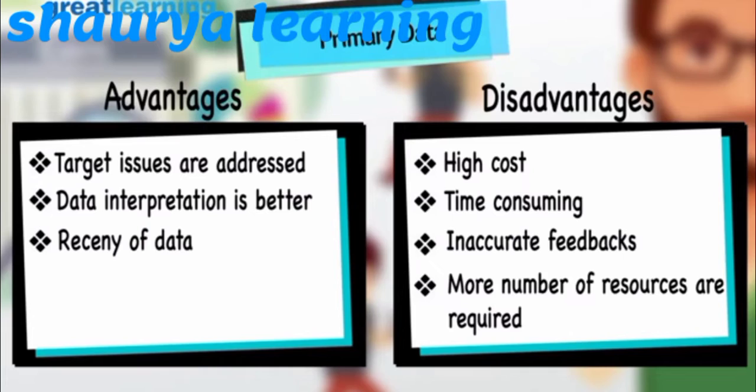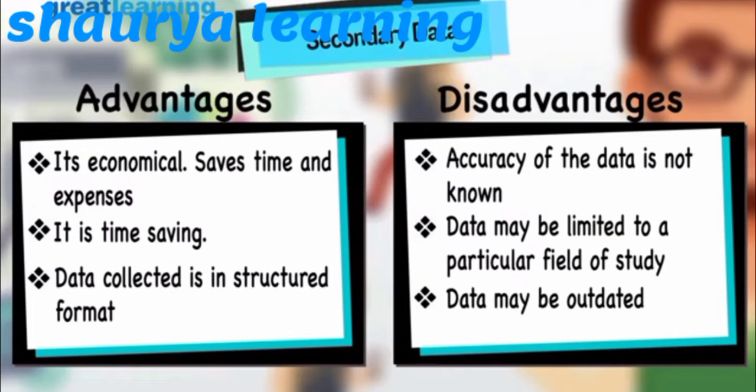But the advantage is that you could virtually get any information which you want because you are the one who is going to create the data. When it comes to secondary data, the advantage is that obviously it is far less costly. You don't have to go and visit places or small units to collect the data.